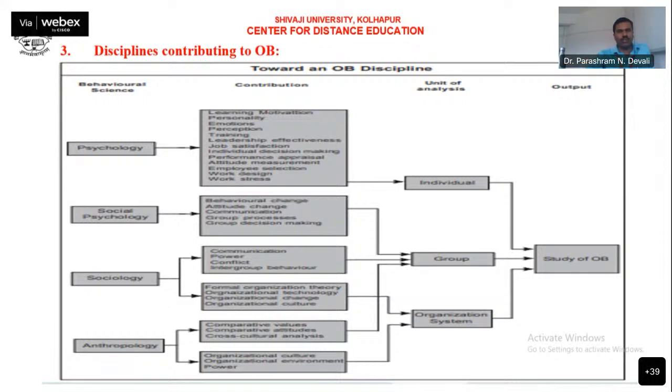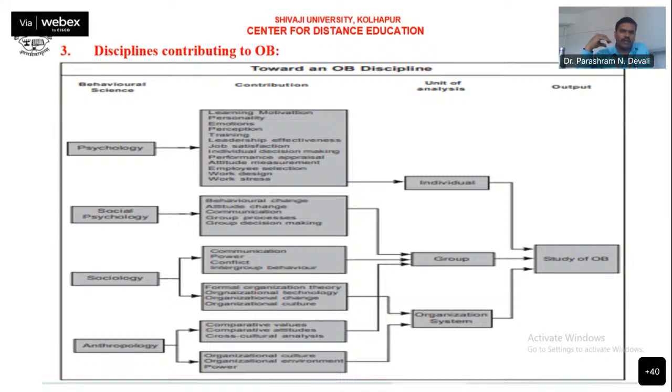Then social psychology is there, behavioral change is there, attitude may be changed, because when we think about an organization, there are different departments, different teams, and people belong to different strata of society and different social environments. At that time we want to understand behavioral change, attitude, communication, group, and group decision making. Means the first thing is individual behavior. We want to understand individual behavior. The second thing, we want to understand group behavior.